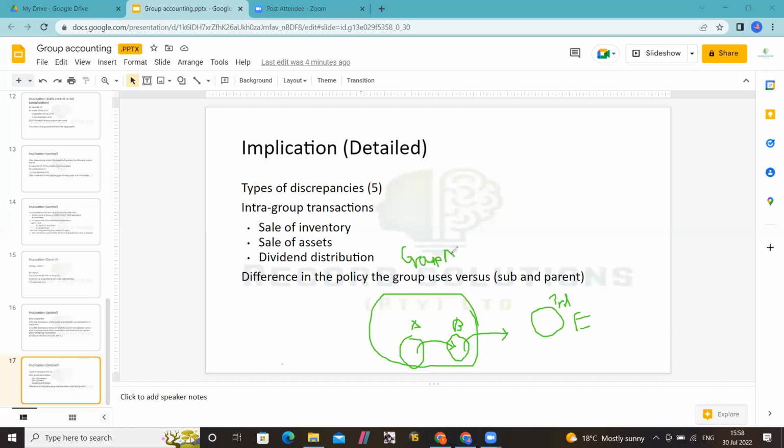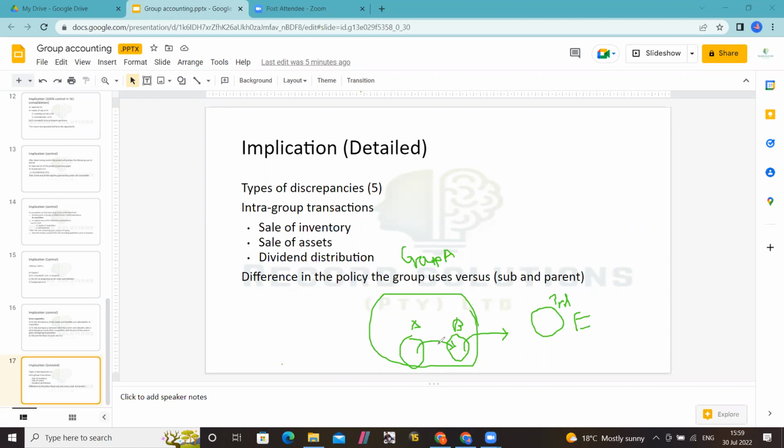So let's look at what happened, firstly on a separate level, then on a group level. So what happened on a separate level? A sold inventory to B. And obviously, when A sells inventory to B, A is going to put a markup on that inventory and sell it to B. And B is going to take that inventory and also put a markup on it and sell it to E.